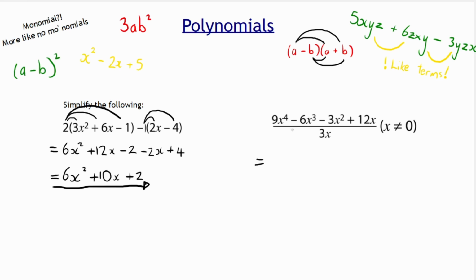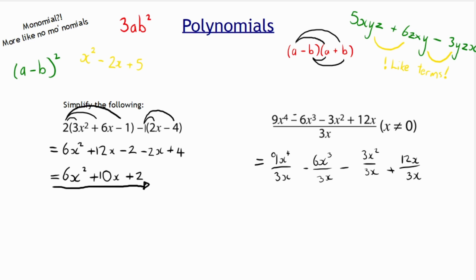Now, when I have a polynomial like this, when I have multiple terms in the numerator, I can split this entire fraction up into a few smaller ones. So I can say 9x to the power of 4 all over 3x. And then I go on to this next term. And so negative 6x to the power of 3 over 3x. And we go on, 3x squared over 3x. And our last one, plus 12x over 3x.